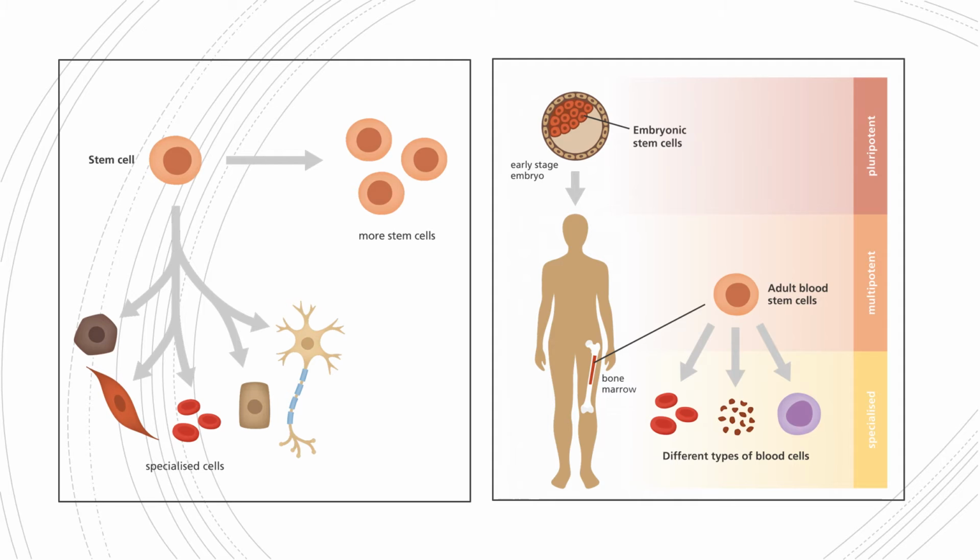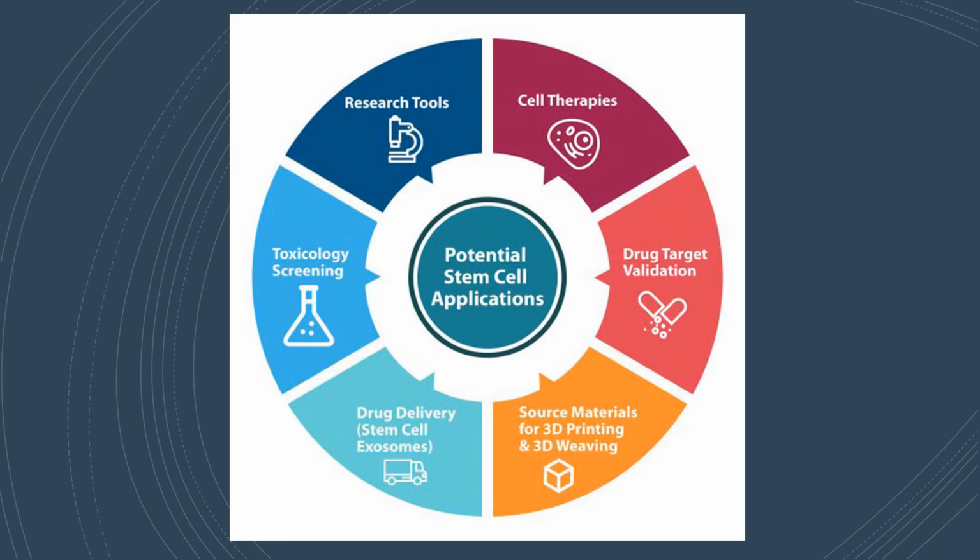Induced pluripotent stem cells are stem cells that scientists make in the laboratory. Induced means that they are made in the lab by taking normal adult cells like skin or blood cells and then reprogramming them to become stem cells. Just like embryonic stem cells, they are pluripotent, so they can develop into any cell type.